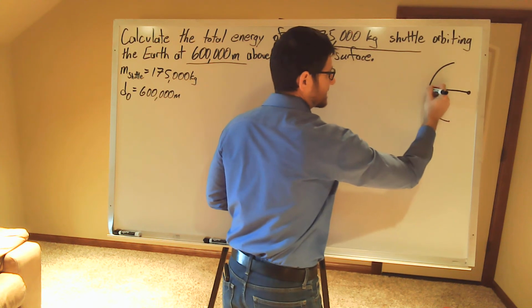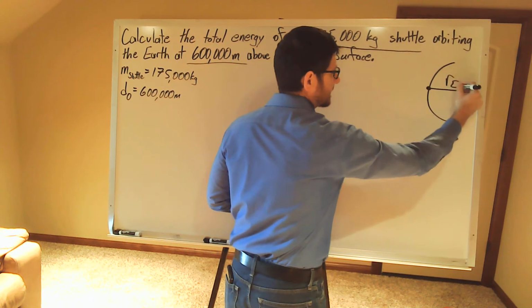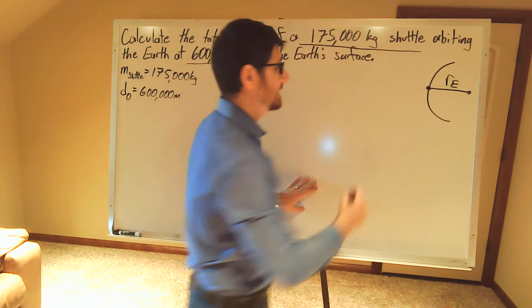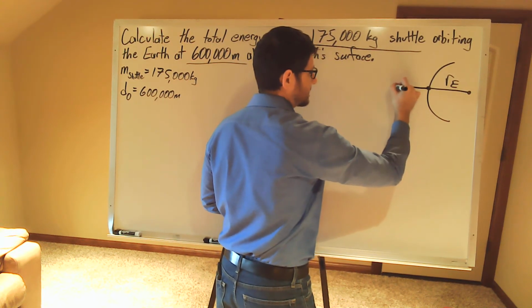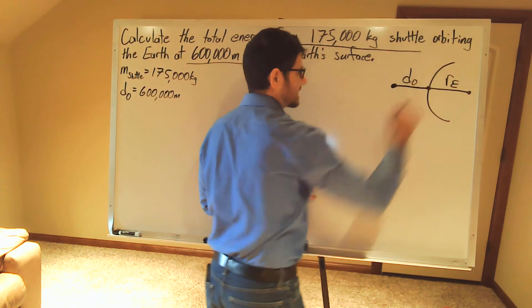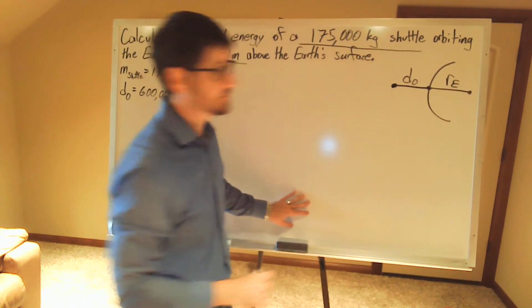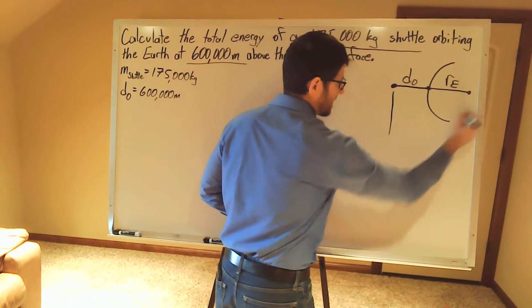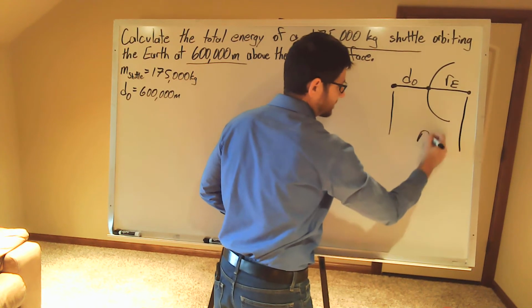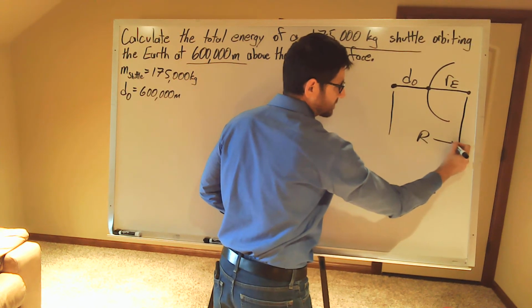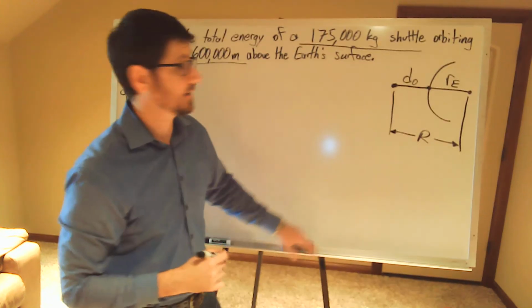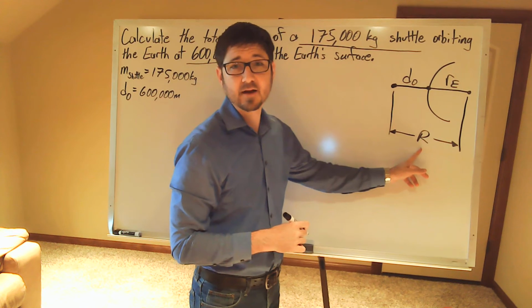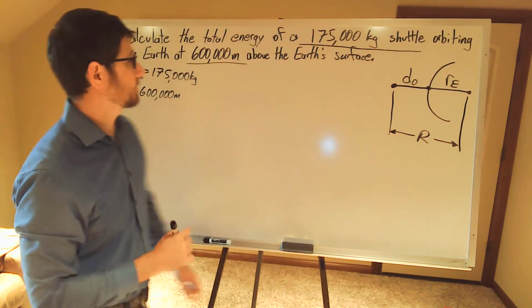So this is the radius of the Earth identified by r sub e. And then our space shuttle is at an altitude, and I'm going to represent the altitude as d sub 0. The sum of these two values is the center to center distance between the space shuttle and the Earth, and it is identified by a capital R.